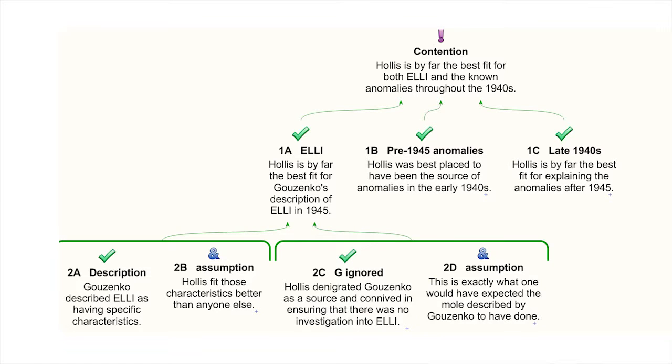We'll start with 1A. Note that there are again two supporting arguments here. The first is that Guzenko described in some detail the profile of Ellie, and Hollis fits that profile, and in important respects he uniquely fits that profile. This is important and should not be lightly dismissed. In fact, the underpinnings suggest that this is a very strong clue.